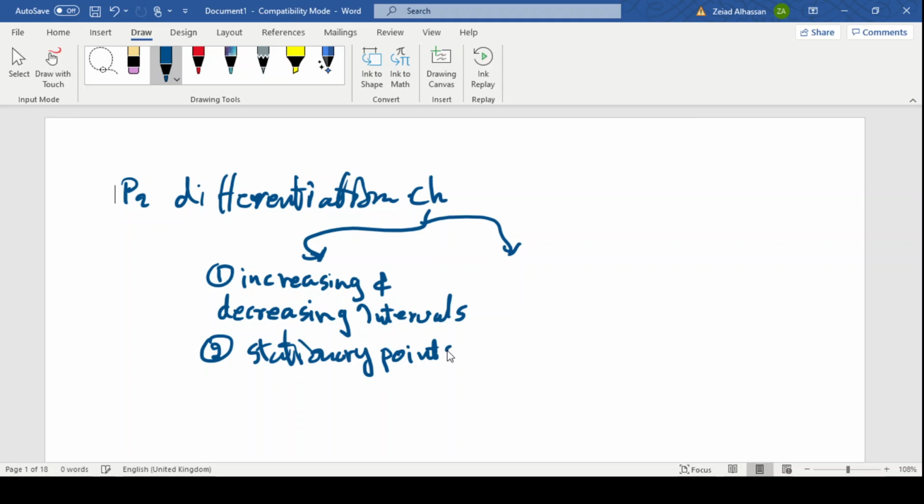And what do you mean by stationary? Either maximum or minimum for any function. How to find the stationary points. Number 3, how to justify that this stationary point is a maximum or minimum, justifying and proving that by using the second differentiation.